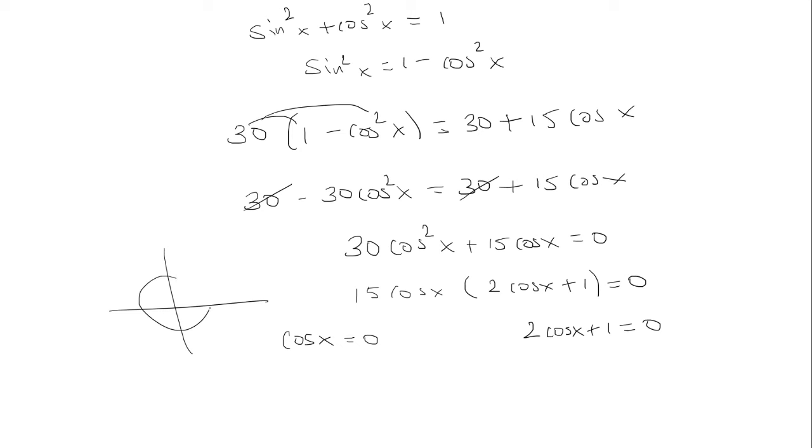It would help to draw the unit circle. Cosine is 0 at pi over 2 and 3 pi over 2.